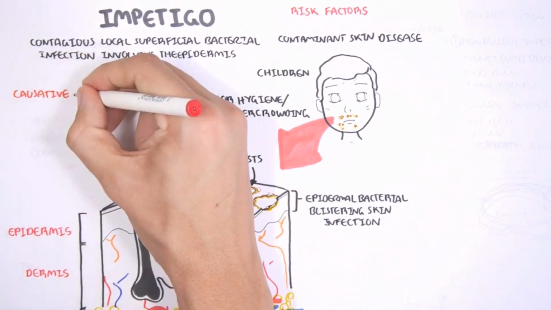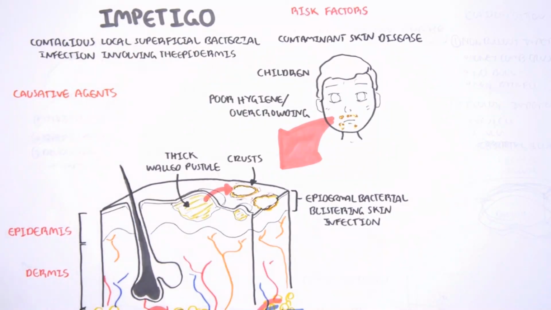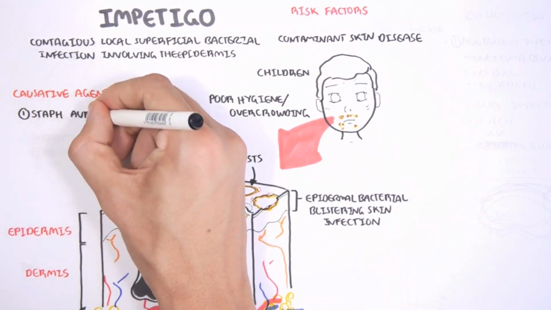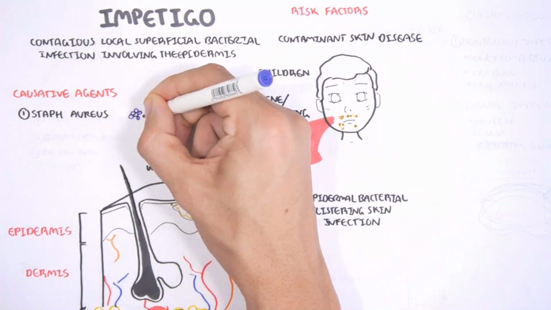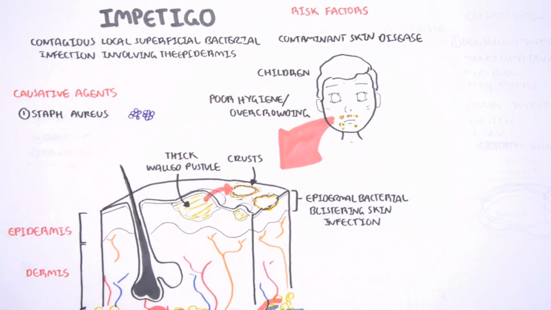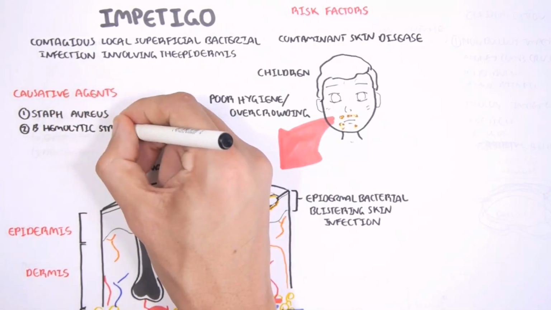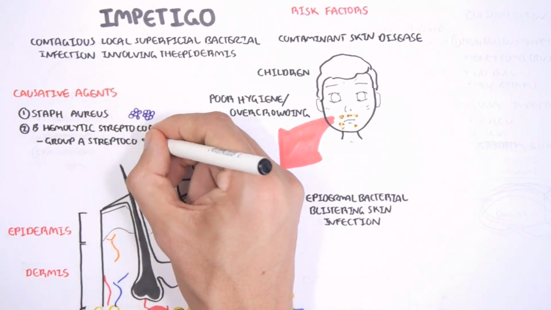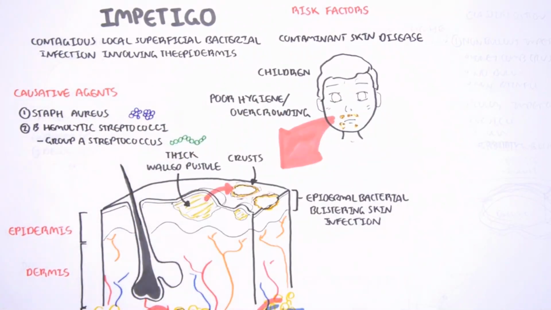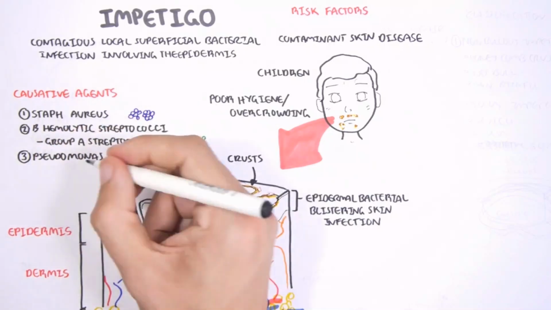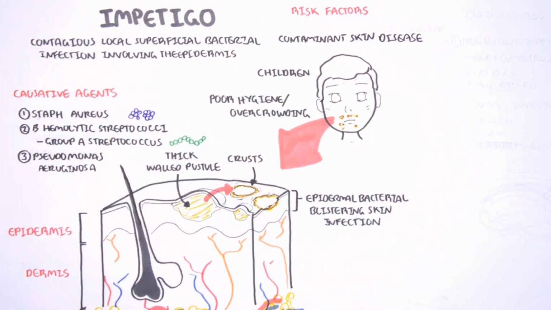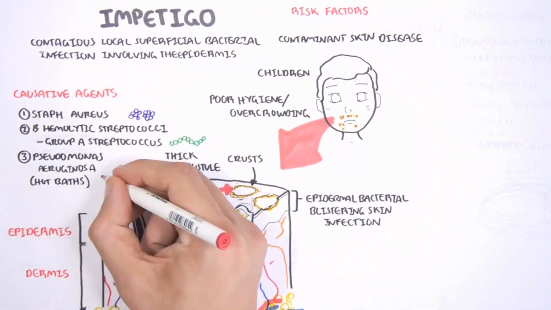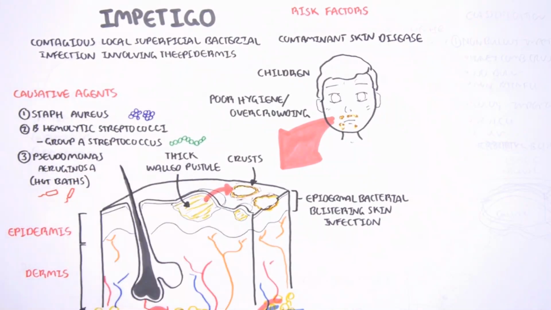The causative agents of impetigo, the main one is Staphylococcus aureus, which is a gram-positive cocci. The second include beta hemolytic streptococci, which is a group of streptococci including group A streptococcus, also known as S. pyogenes. You also have a sort of uncommon cause, which is Pseudomonas aeruginosa, which usually occurs in hot baths because, again, it is contagious.